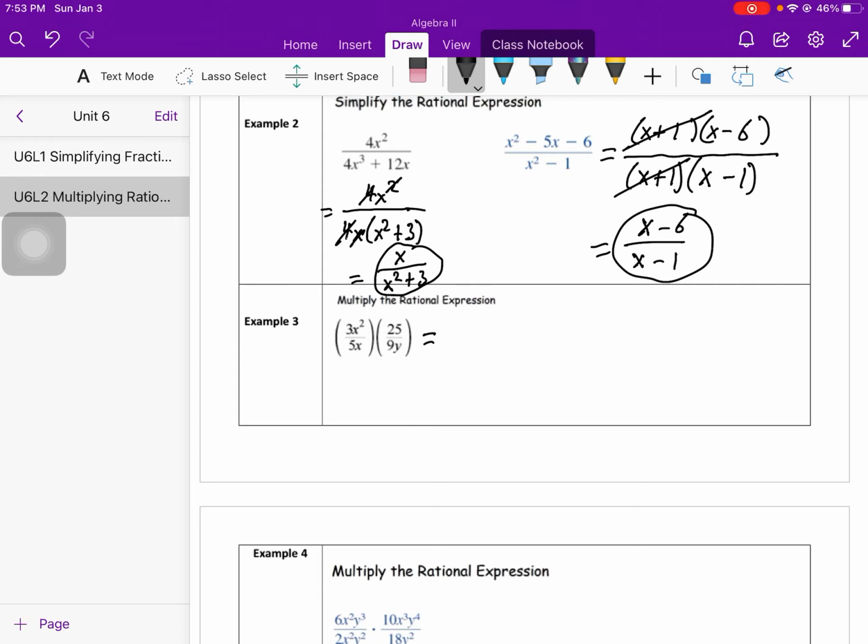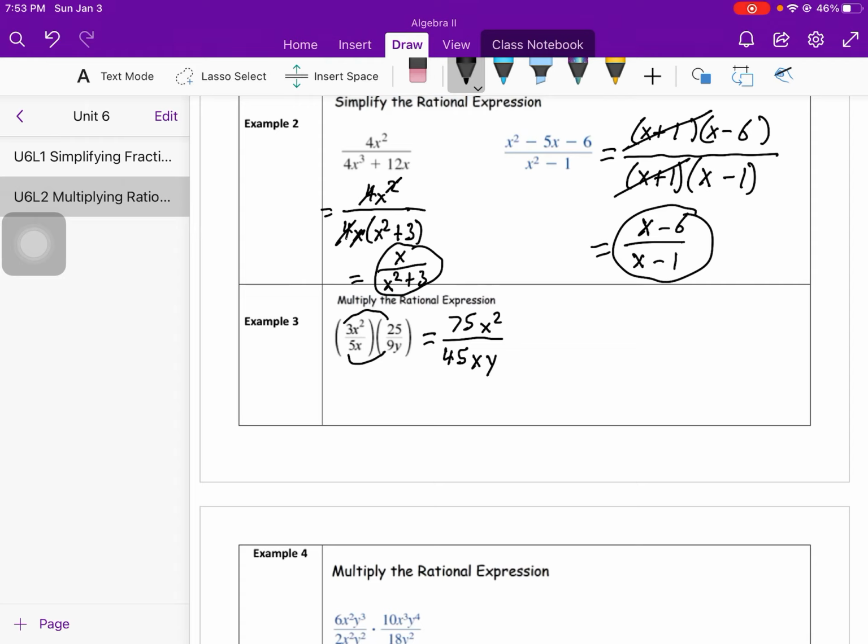3x squared times 25. So you multiply the numbers. So 3 times 25 is 75. And then we get x squared next to it. The bottom, you do 5 times 9, which is 45. And then you get x times y, which is xy.